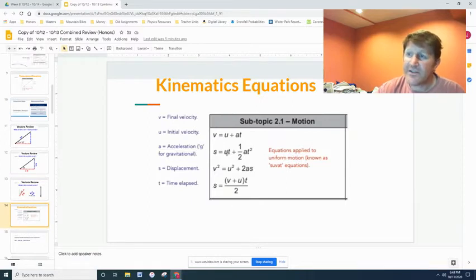Our kinematics equations, make sure that you realize what all the letters here mean. That's one of the biggest problems that students have, is understanding what V stands for, what U stands for, what A stands for, what T stands for, and then being able to manipulate these formulas and plug in the correct letters here.